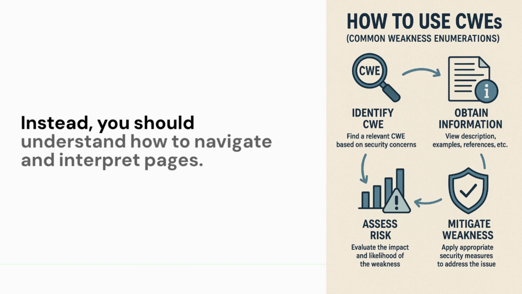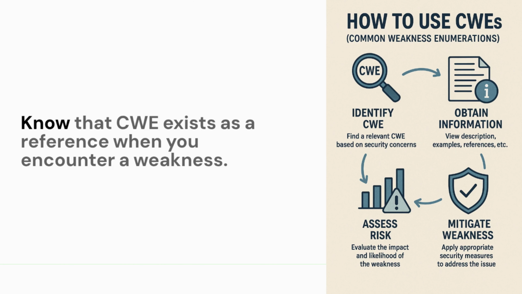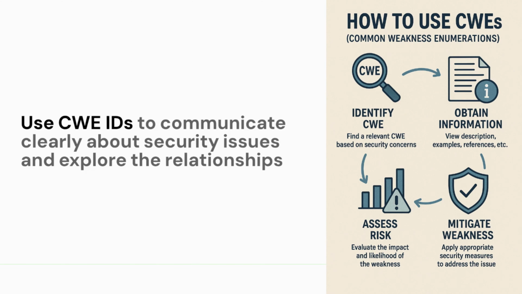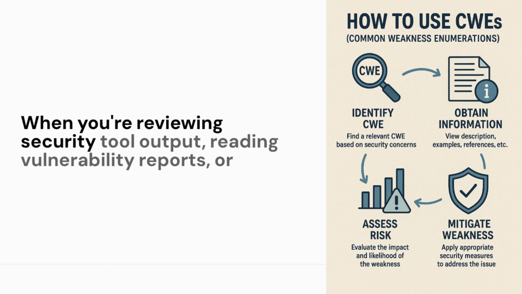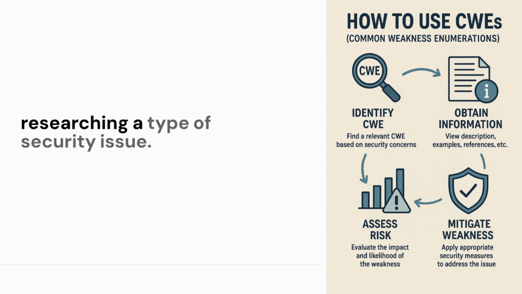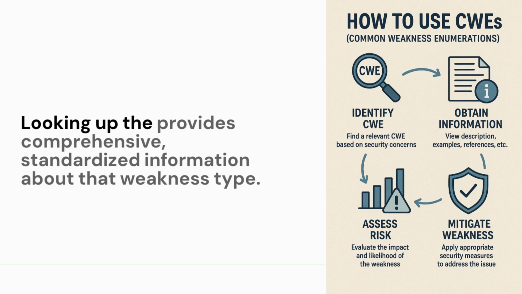The key to effectively using CWE is not to try to memorize all these entries. Instead, you should understand how to navigate and interpret CWE pages. Know that CWE exists as a reference when you encounter a weakness. Use CWE IDs to communicate clearly about security issues and explore the relationships and mappings to understand how weaknesses relate to each other. When you're reviewing security tool output, reading vulnerability reports, or researching a type of security issue, looking up the CWE provides comprehensive, standardized information about that weakness type.